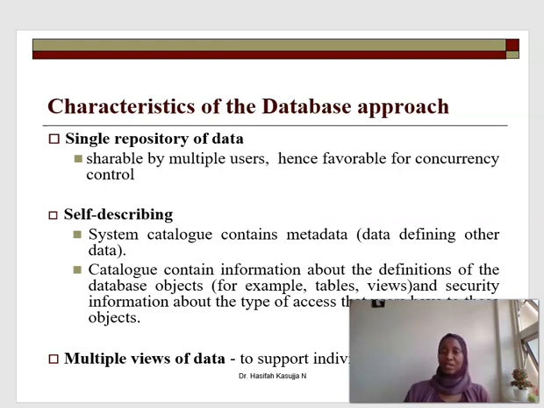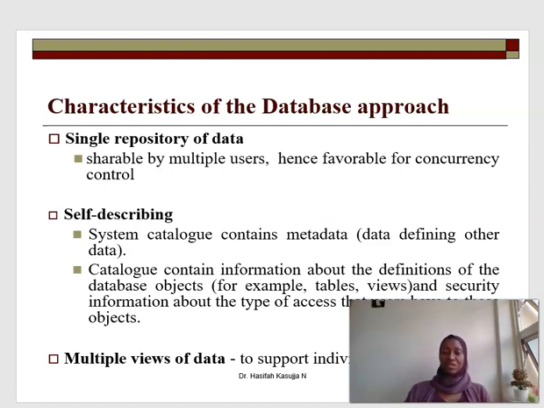Then data in the database is self-describing. What does that mean? It means that a database has what we call a catalog. A catalog helps to keep data about data. Sometimes it's called a dictionary, and other times it's called metadata. So a database helps in describing data within itself. So you can have a catalog that contains information about the different definitions of your database objects within the database.